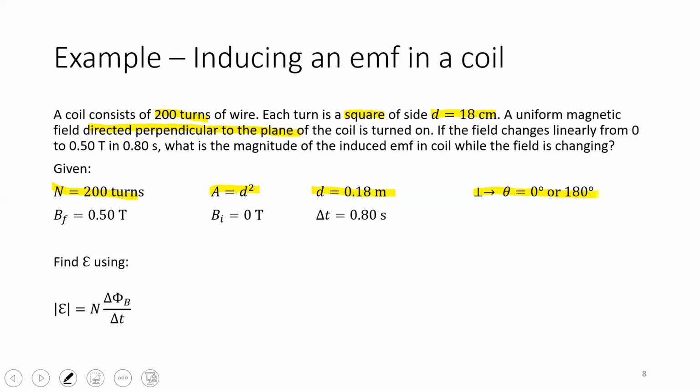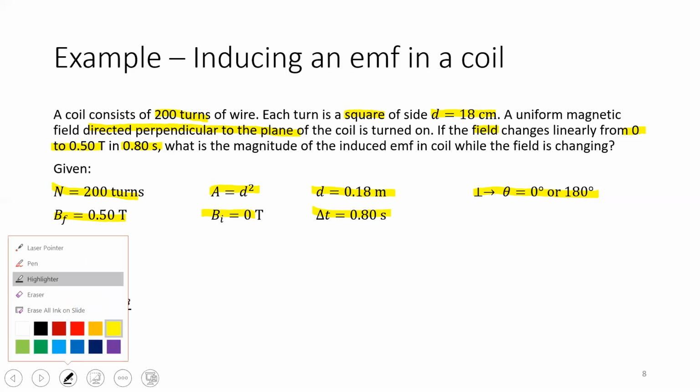It says the field changes linearly. So we're given the field initially it's at 0 and finally it's at half a Tesla. So that is this information in this amount of time. So that's our delta T. And then we're going to try to find the magnitude of the induced EMF. So since we're finding magnitude, I'm going to use just the absolute value and drop any negative signs here.